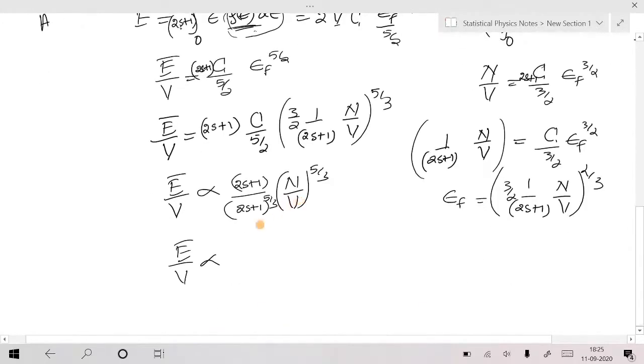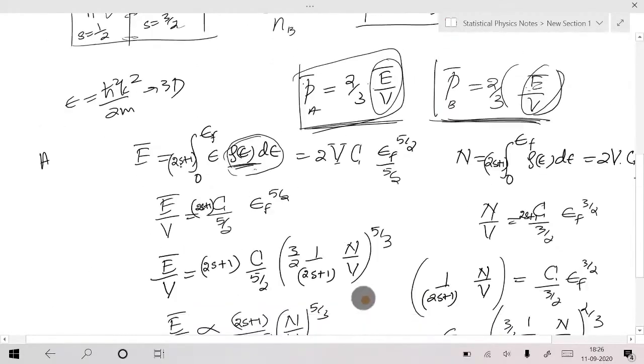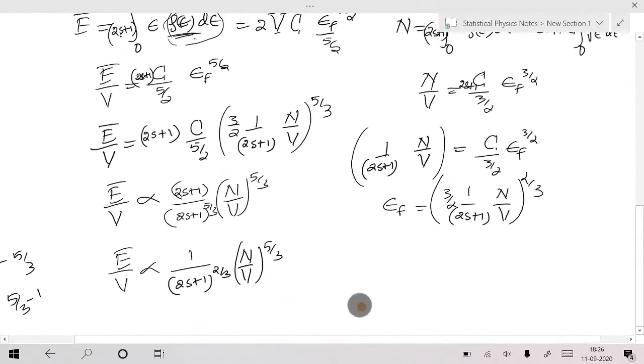Now I think, yeah. 1 minus 5 by 3, 3 minus 5, minus 2 by 3, am I right? Or 5 by 3 minus 1, 5 minus 3, 2 by 3, (2s plus 1) whole power 2 by 3, n by v raised to 5 by 3. Now I can put this term.